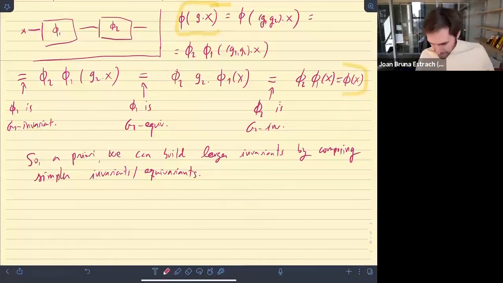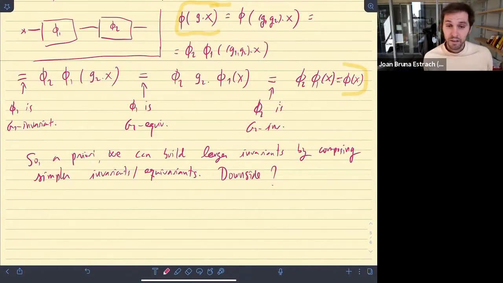Okay, but does this seem a little bit too good to be true? Is there some kind of downside to this? It seems that life is easy: if you give me a complicated group of symmetries, and I understand its factorization, if I factor this group and understand very well how to build invariants with respect to each of these factors, then I'm done. But is there a downside?